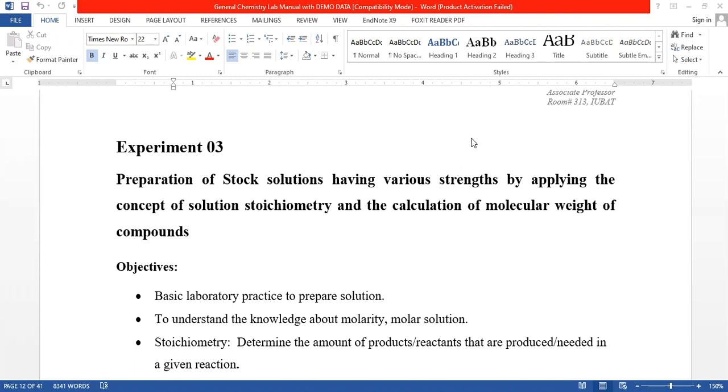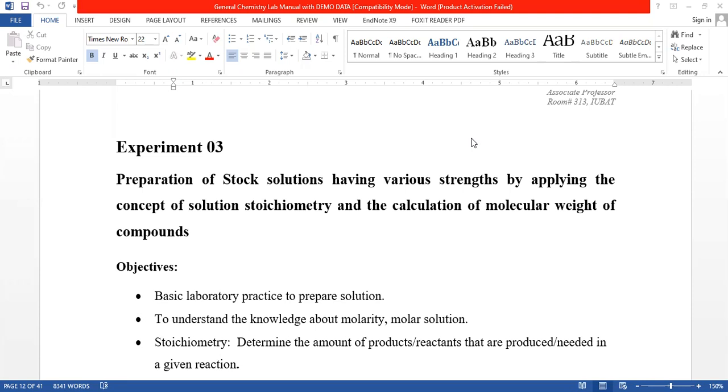Now, the solution is one of the techniques through which we can create contact among the components, among the reactants, which are going to participate in the reaction. So how can we prepare the solution? Solution always contains two components. One is solute and another one is solvent. Solute and solvent mix together and we get solution.